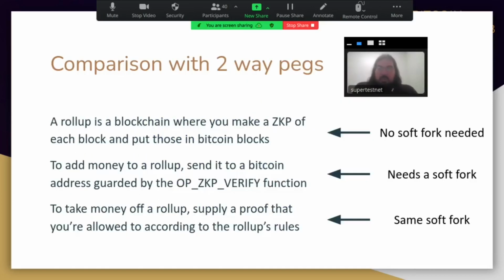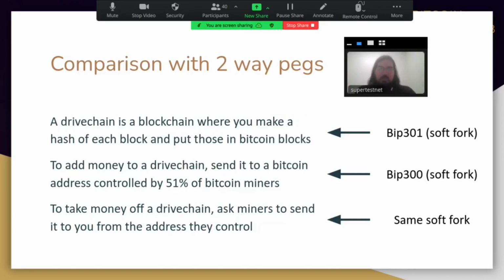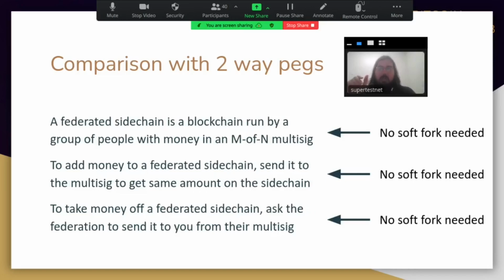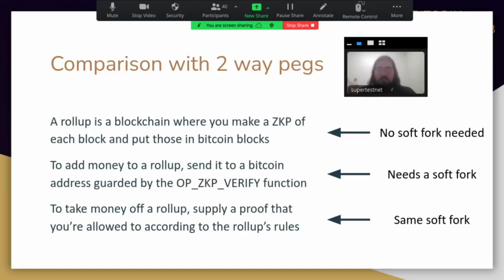And really, the advantage of Spacechains by comparison is that there's no soft fork needed for Spacechains, and they get you all of these cool properties, except for a way to put Bitcoins on and get them off again. But yeah, so that's what Spacechains are.